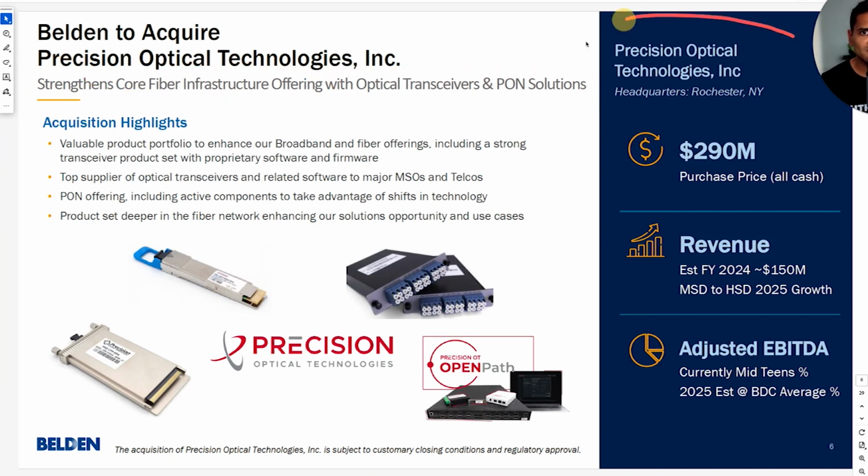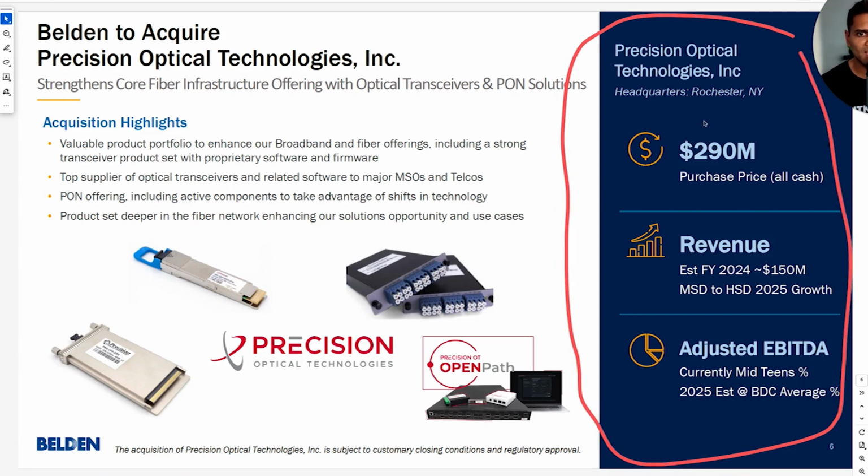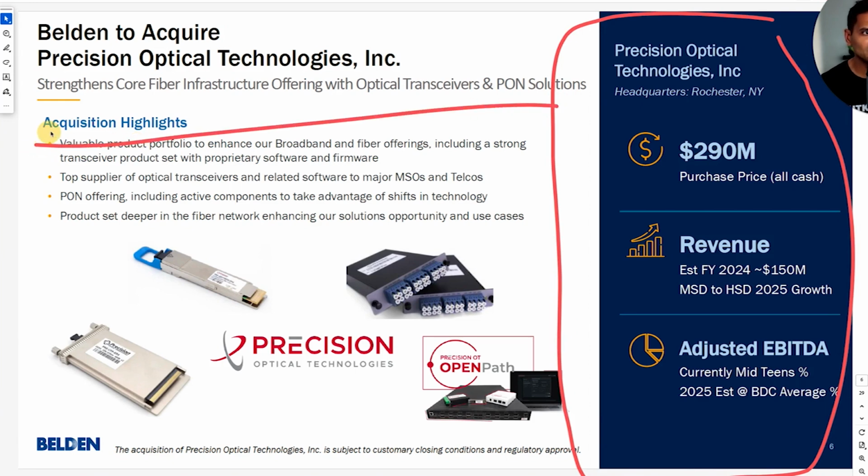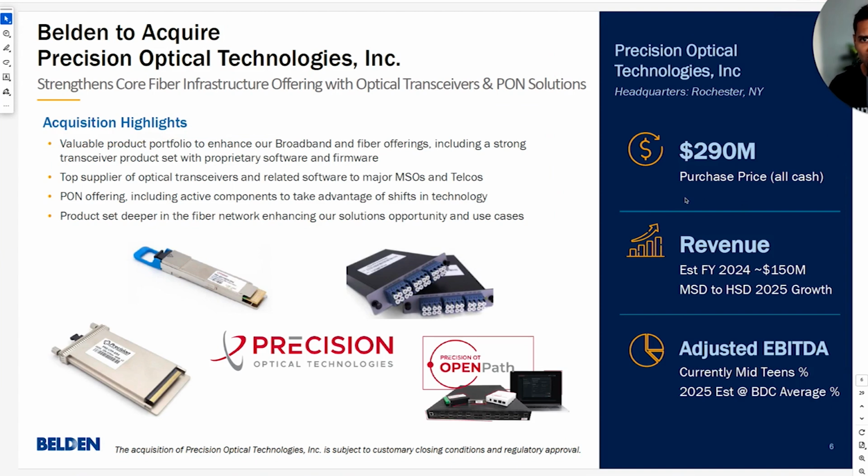I like the things on the right, and I almost feel like, hey, maybe this could be the first thing to talk about. This could be on the left itself and should be the first thing to talk about. I like the highlights here. $290 million purchase price. How is it financed? All cash. Revenue, $150 million impact will be this growth to next year Belden's revenue. And then they talk about EBITDA. Looks like the EBITDA margin is in line with Belden's average. So I like all the highlights here. They're super important to the investors.